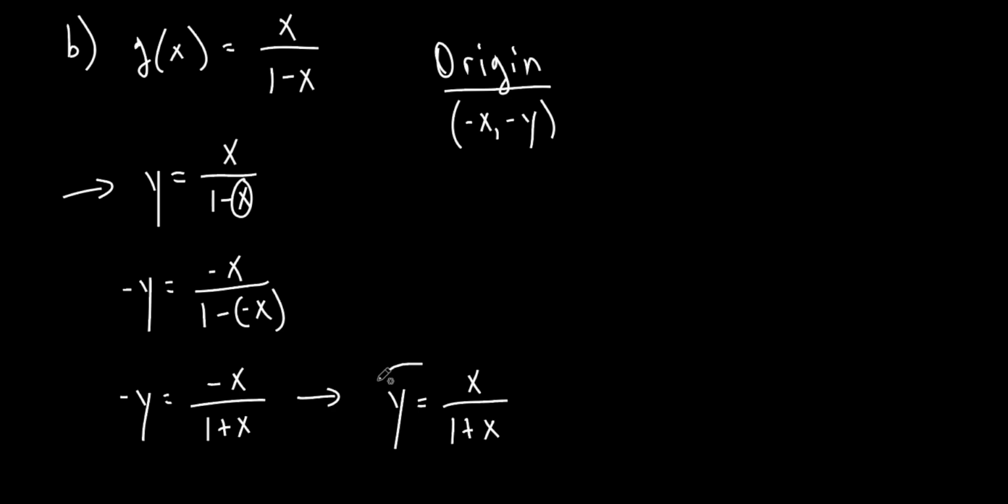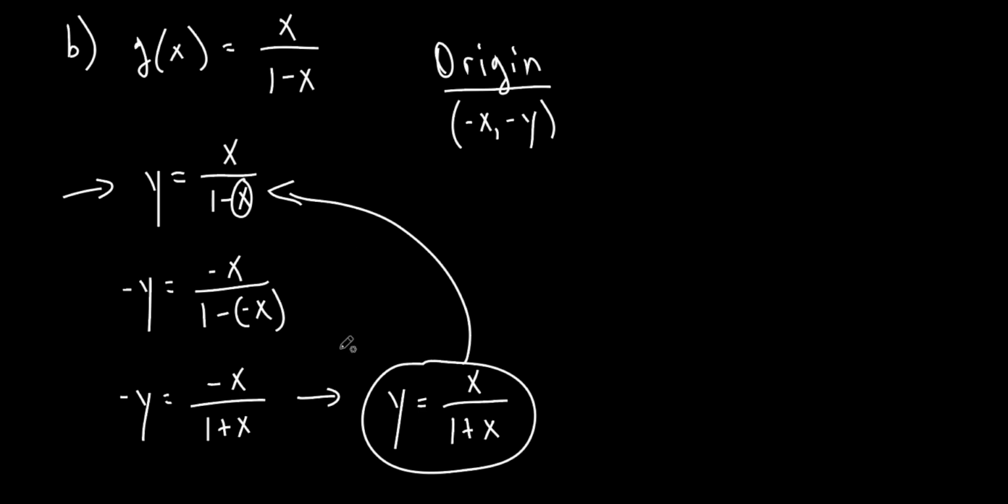That gives me this. Now, we check. Is this the same thing that we started with? No, it's definitely not. This is y equals x over 1 plus x. This is x over 1 minus x. They are not the same. So is this particular graph symmetric to the origin? No, it's not. And so we say no.